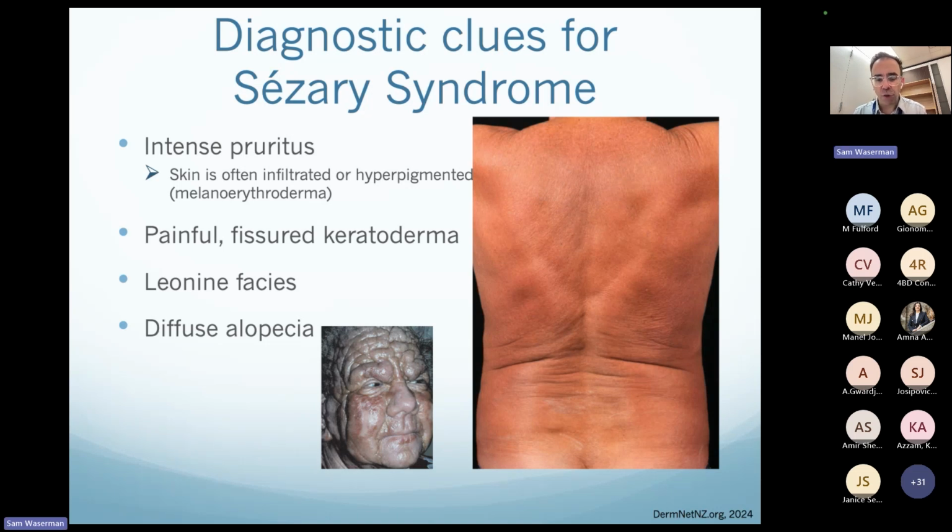The skin is often infiltrated or hyperpigmented, what they call melanoerythroderma. They have this painful fissured palmoplantar keratoderma. So that's in contrast to PRP, where it's sort of this waxy orange. This is extremely painful, and the fissuring is quite pronounced. They have the leonine facies that you see as well, and that's not exclusive to Sézary syndrome. It's seen in a whole host of conditions as well, like lepromatous leprosy, amongst others, and diffuse alopecia.